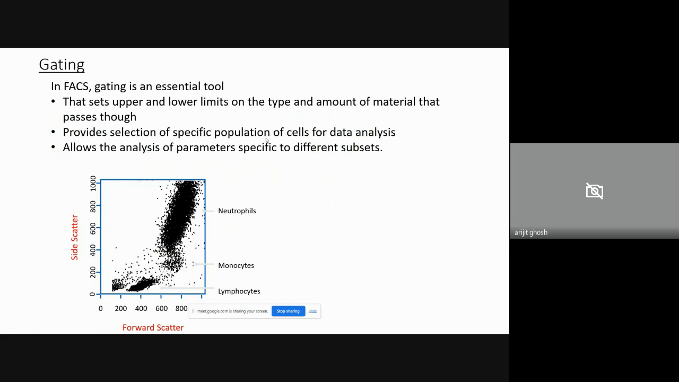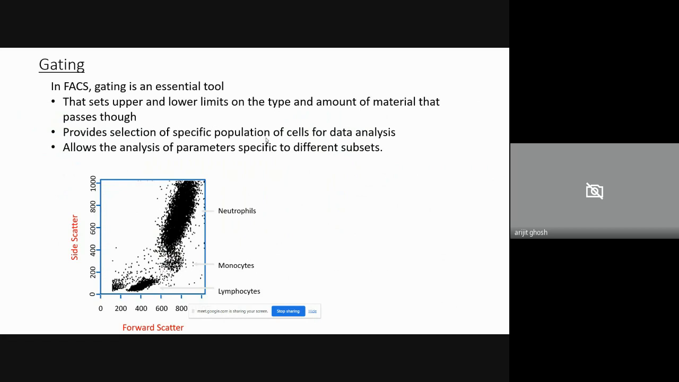So we can select that type of population of cells with gating, which helps us with the data analysis. It also allows the analysis of parameters specific to different subsets. Like if we are getting a population, it shows us the different markers, like if we are working with 4 to 5 markers.